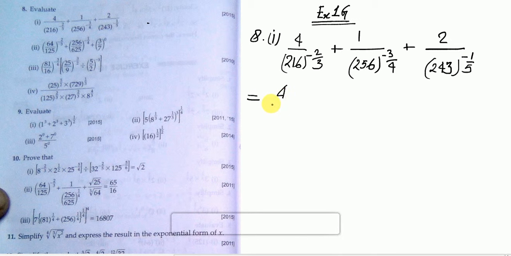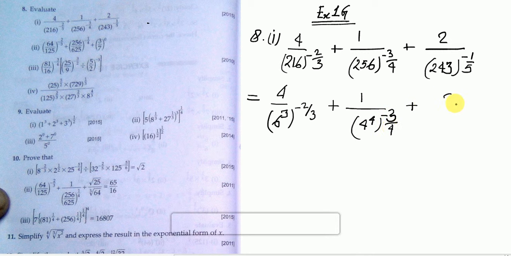4 upon 6. 216 is the cube of 6, so (6^3)^(-2/3) + 1 by 256, which is 4 raised to the power 4, raised to the power -3/4, plus 2 upon 243, which is 3 raised to the power 5, whole raised to the power -1/5.